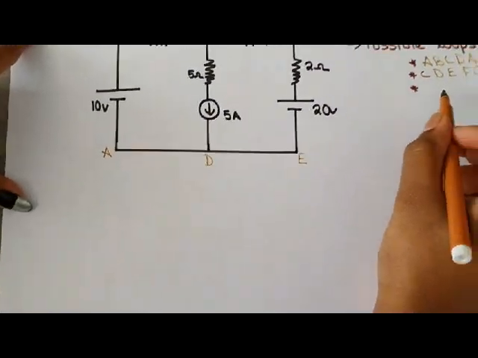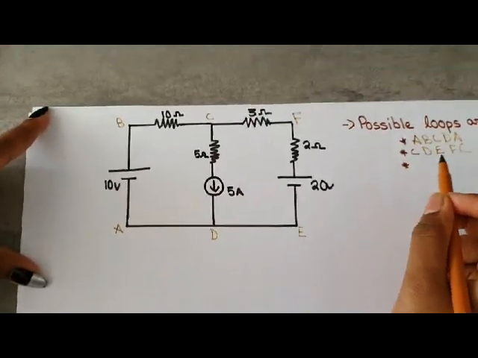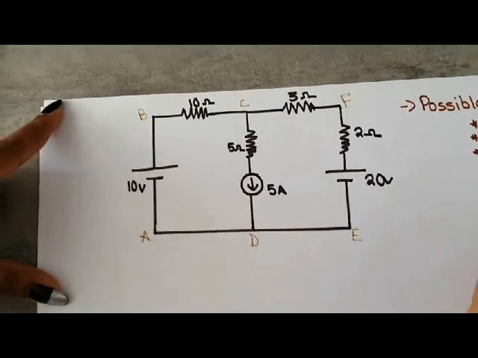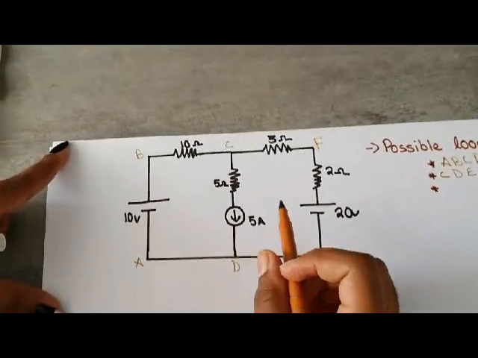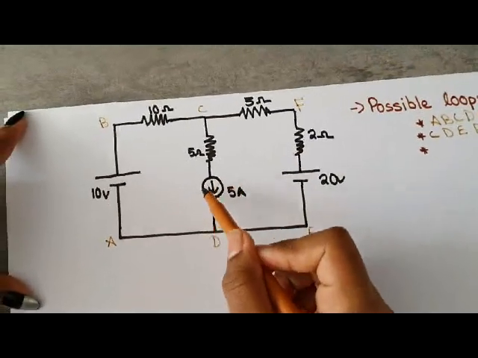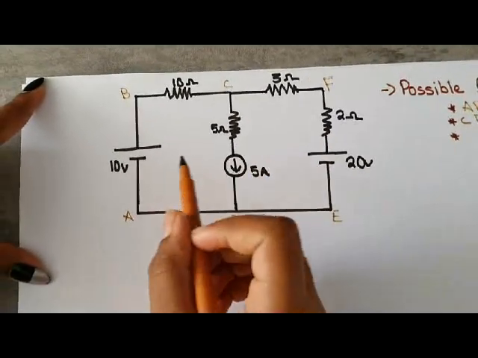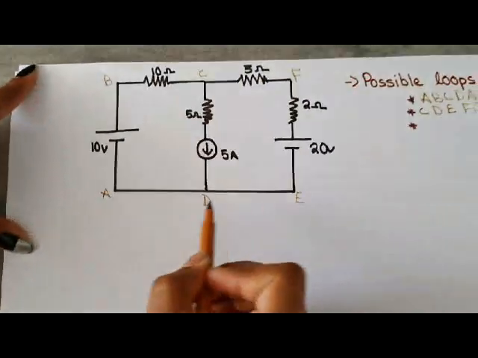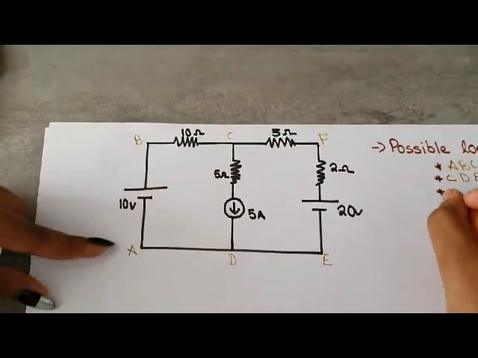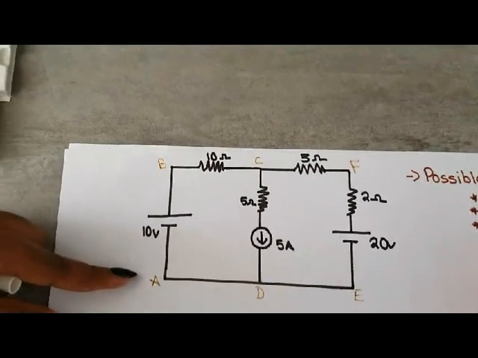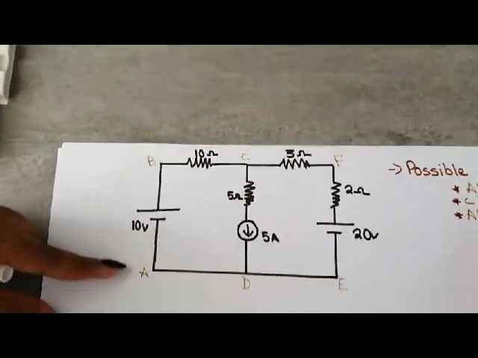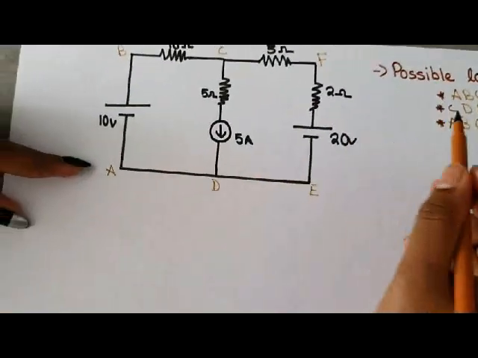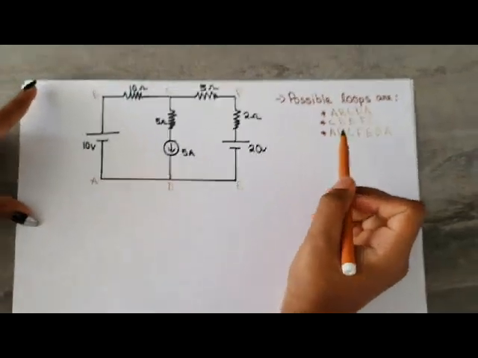Now there's going to be a third mesh here. In the last problems we have never seen a third mesh, but here we'll have a third mesh, which is called the super mesh. That third mesh is a mesh which does not have this current source. So our third mesh is this big mesh, a super mesh. Let's name it A, B, C, F, E, D, A. In this case we have 3 possible loops.